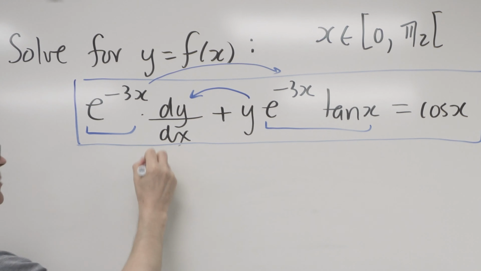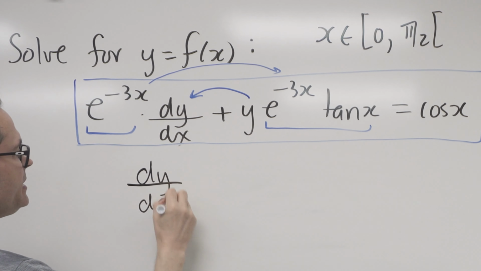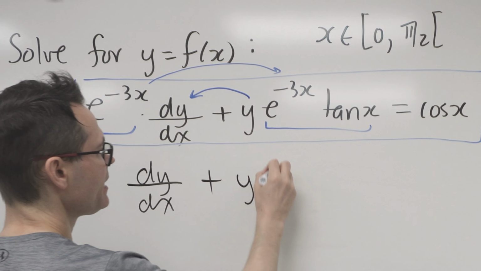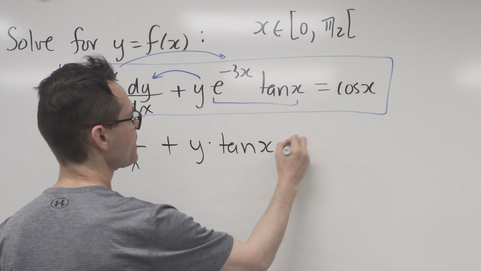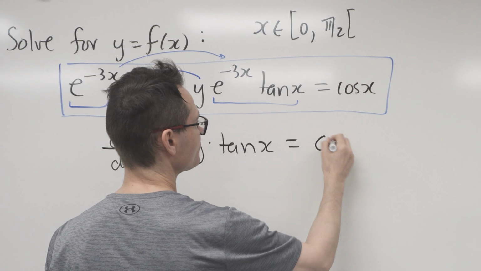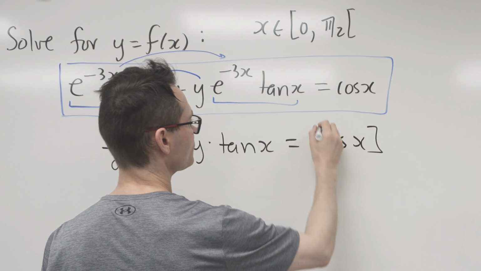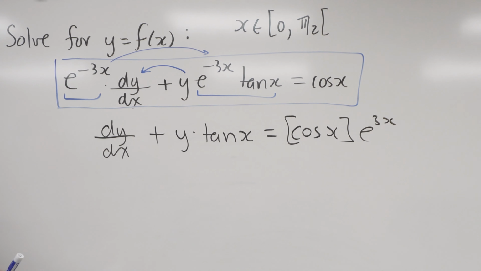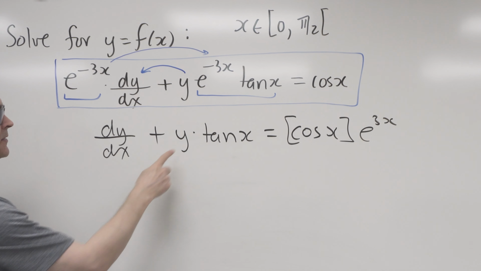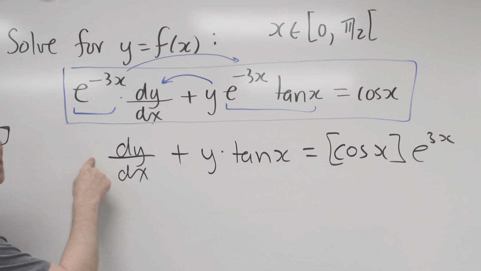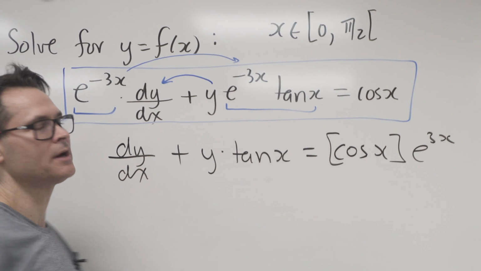And that's going to give me dy/dx plus, that's going to leave the y times tan x equals cosine e to the 3x. Okay, now always check it, see if it works, and it won't here, but the derivative of y is dy/dx. And then I guess 1 is our function here. The derivative of 1 is not tan x.